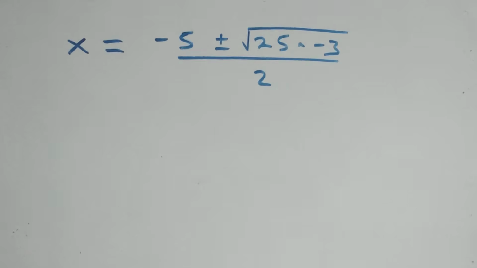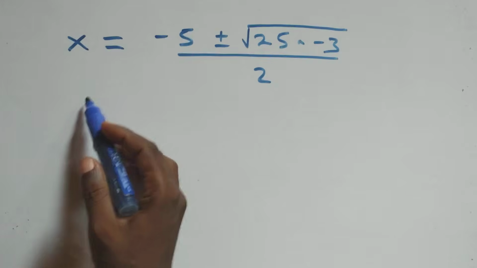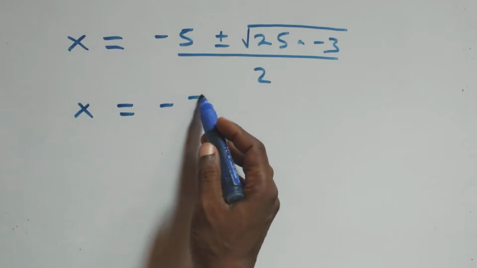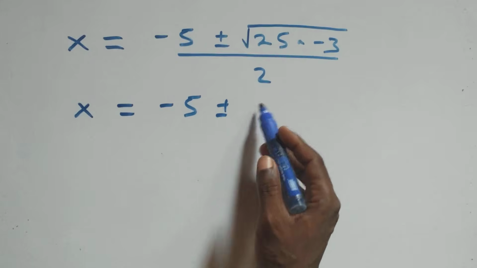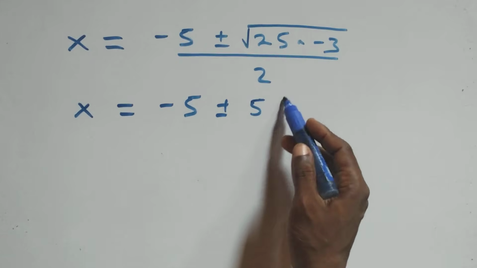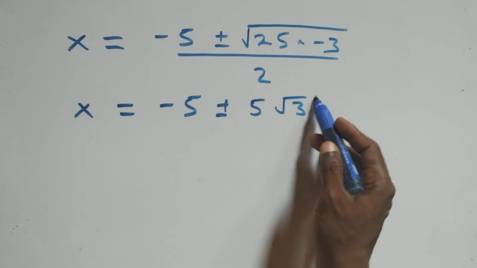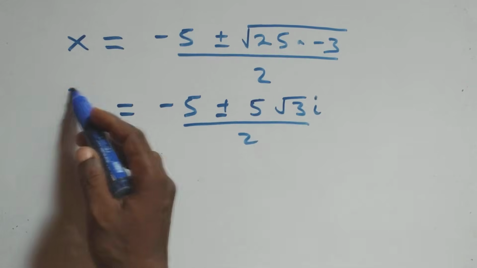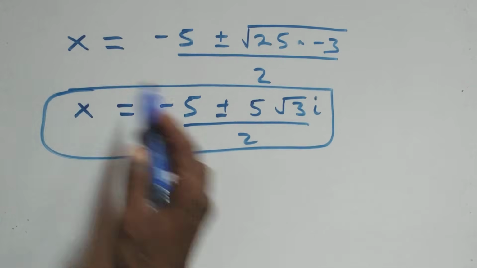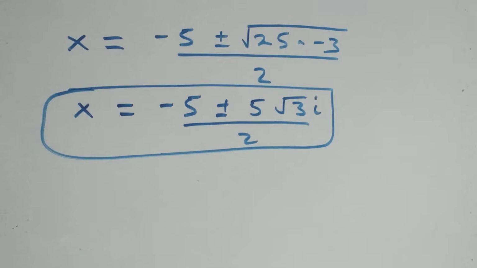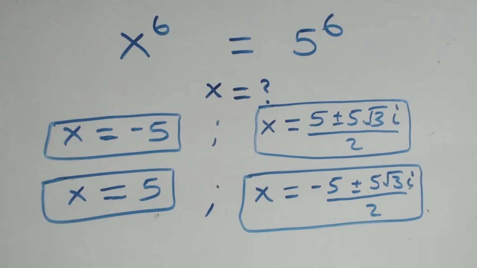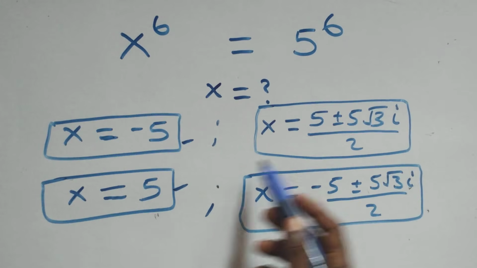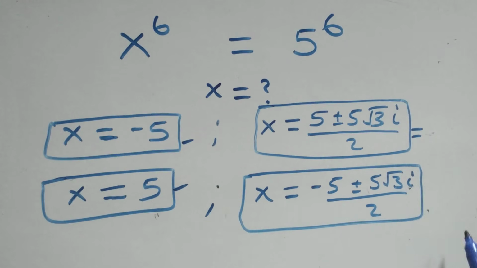Now we separate this as well. We have x equals minus 5 plus or minus root 25, that's 5, and root minus 3, that's root 3 i, all over 2. Also here we have two complex solutions, and therefore altogether we have 6 solutions in this problem: 2 real solutions, 2 complex solutions here, and 2 complex solutions here.